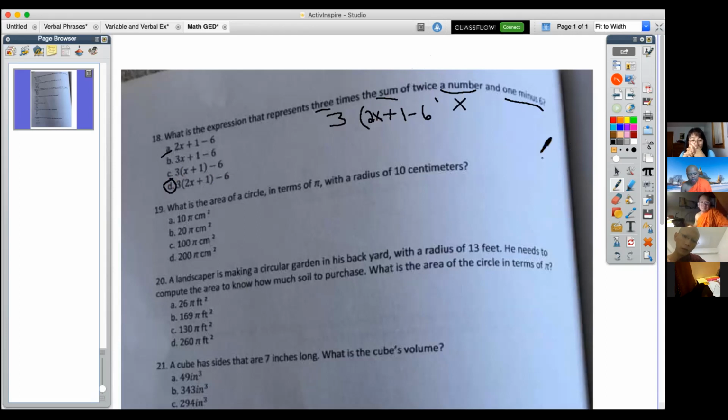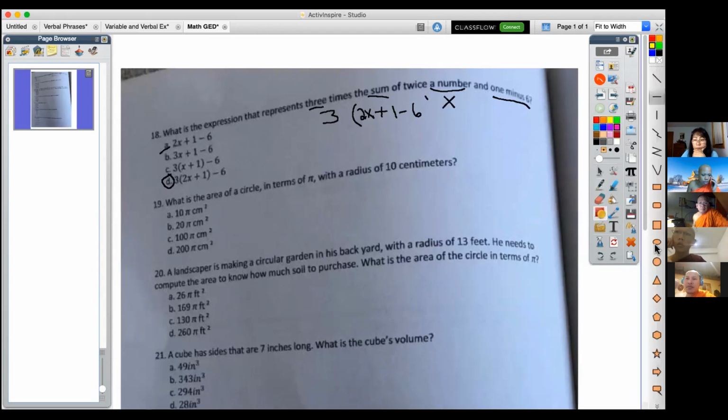Teacher... You can do 19 because we did 19 last week. Okay, we can go. Continue number 19. Yeah, you try number 19 and tell me what you got.